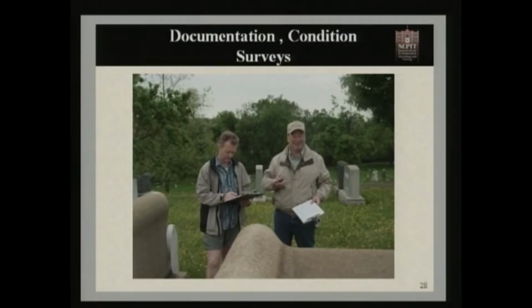We're going to start with looking at documentation and condition surveys. Documentation can be as simple as someone with a notepad and paper going out and looking at the grave markers and determining what their conditions are at this time. You can use volunteers, you can use your maintenance staff, but you're going to try to get an idea of the condition of the grave markers in your cemetery.